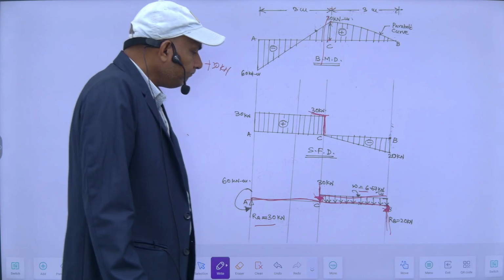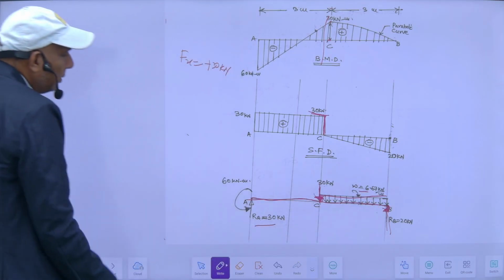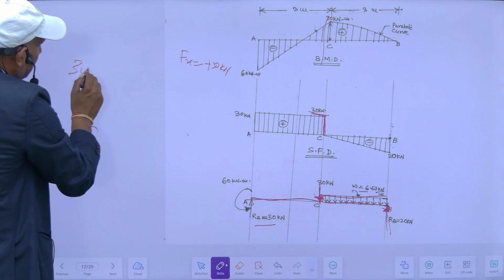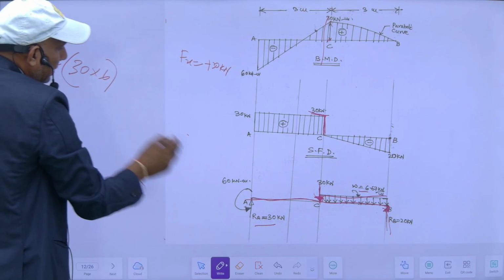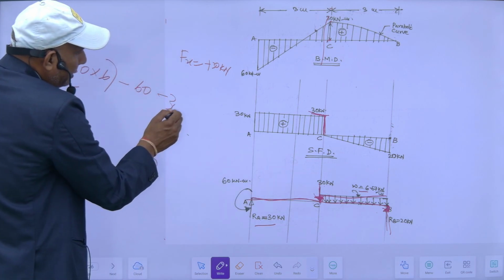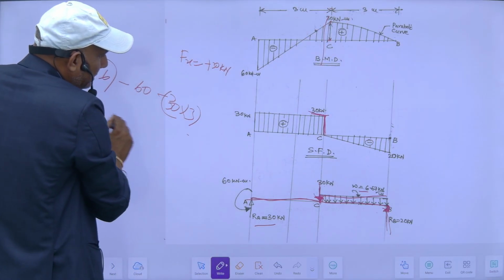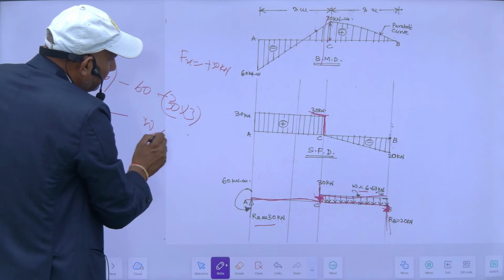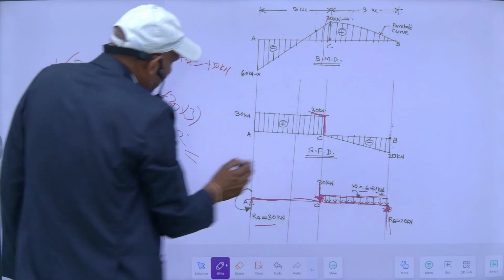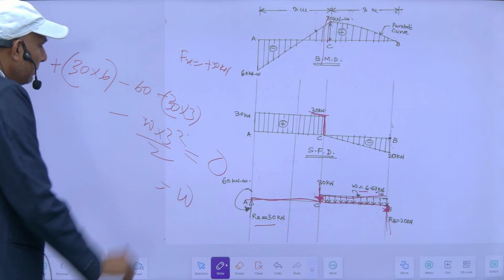Now I can find my intensity. So now taking moment at B, it will be equal to 30 into 6. This is positive and this is minus, hogging, and this will again be minus 30 into this much distance. This is 3, minus W, I don't know, into 3 square by 2. It will give the bending moment at B, which is equal to 0. So from this equation I can find the value of the W.